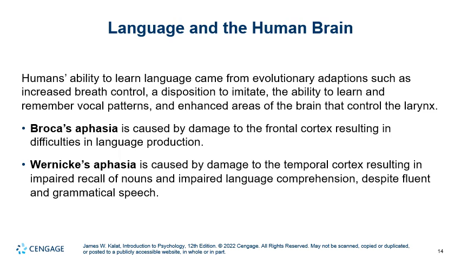So now it's time to look at the brain and language. Our ability to learn language is evolutionary in terms of how we adapt, like our breath control, how we are able to imitate, our ability to learn as well as remember vocal patterns, being able to enhance those different areas of our brain, and controlling how we work and use the larynx.